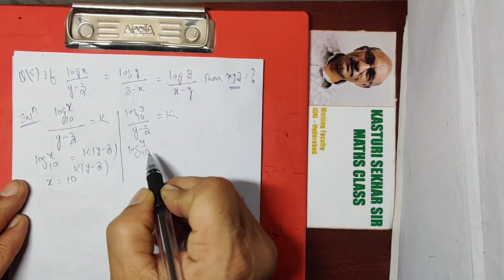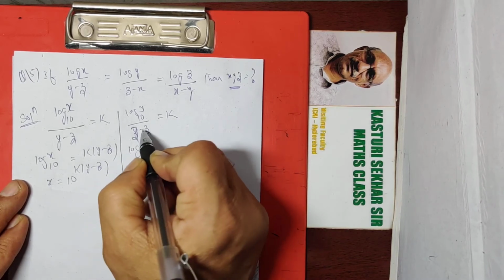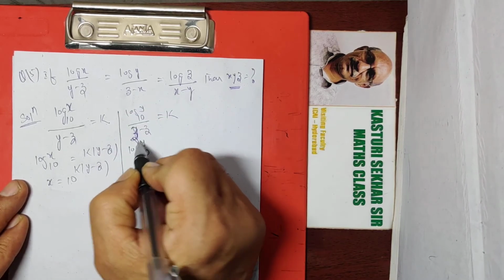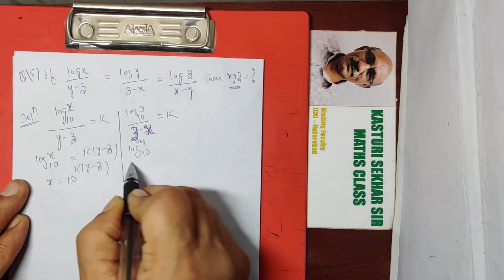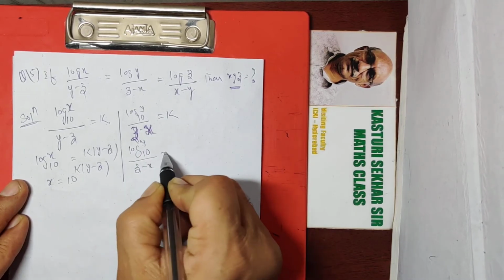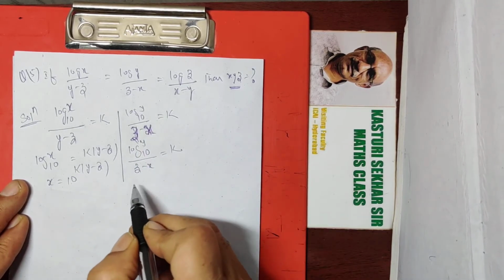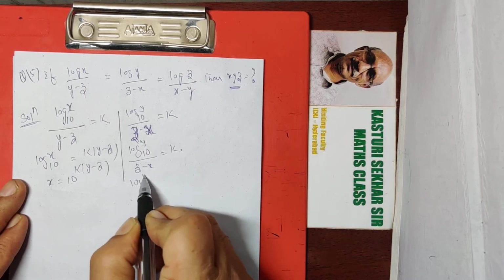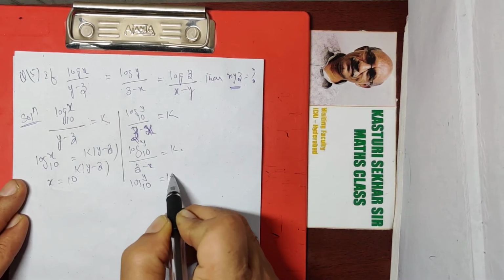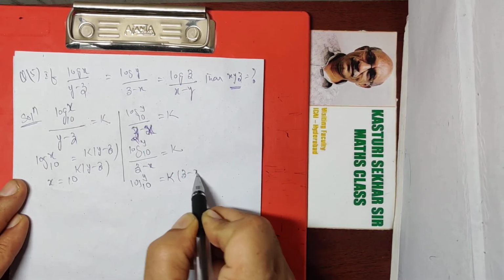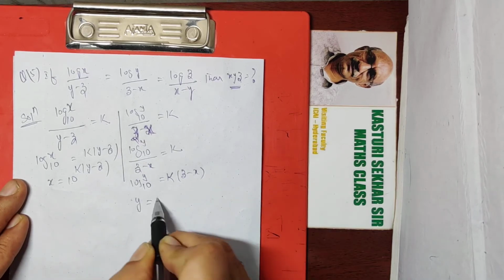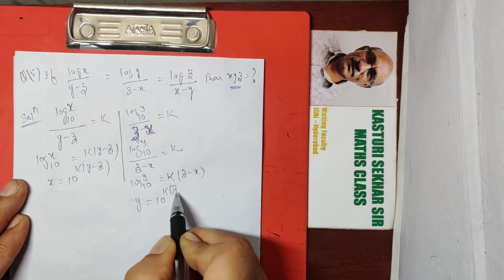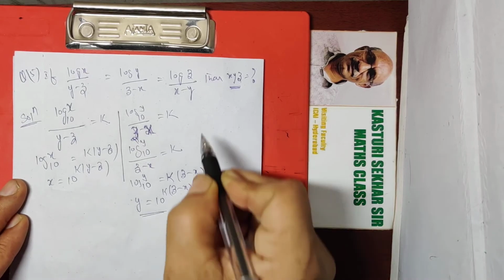Log y to the base 10, this is z minus 6. Log y by z minus 6. Z minus x is equal to k. So log y to the base 10 is k into z minus x.